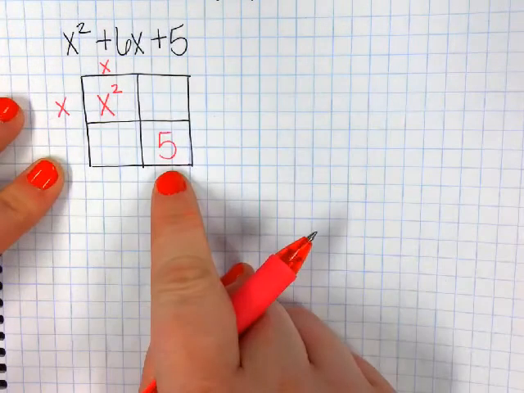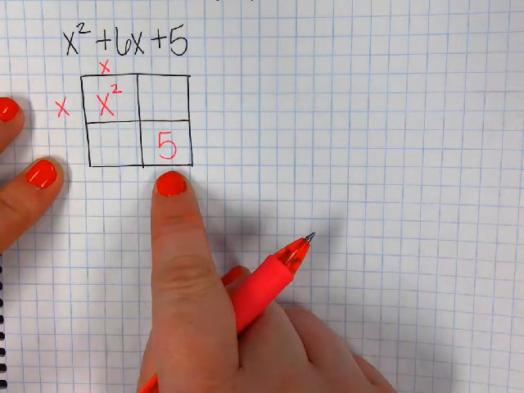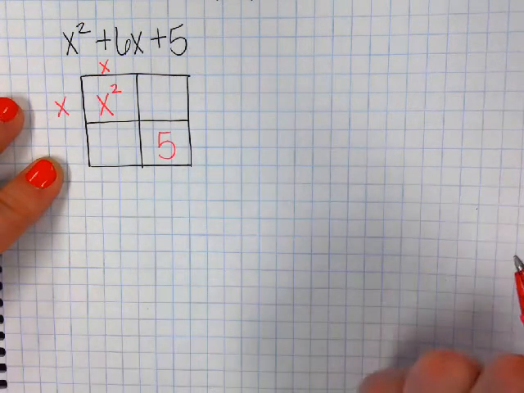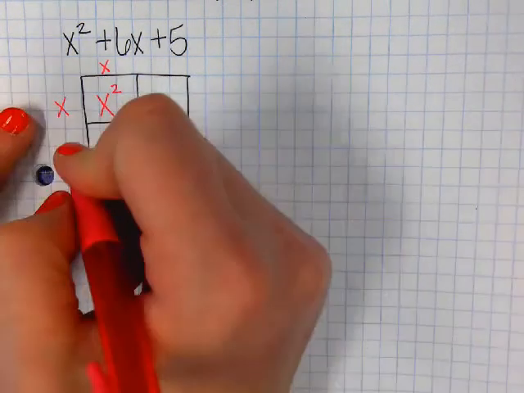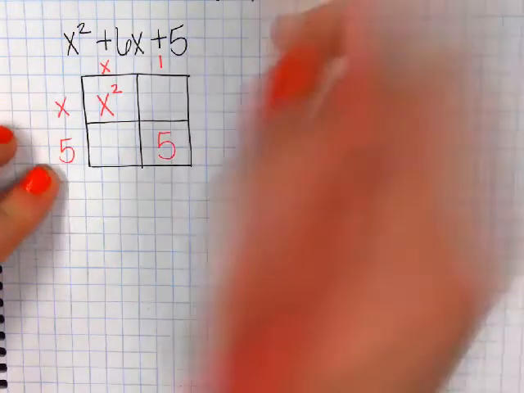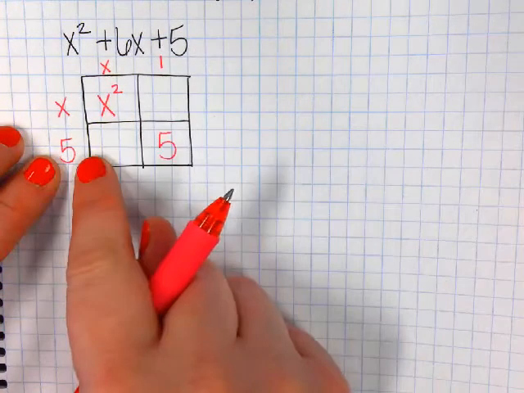What multiplies to get a 5? 5 times 1. Is there anything else? 2 times anything? 3 times anything? No, so it would just be 5 times 1. So 5 times 1 gave us this box.